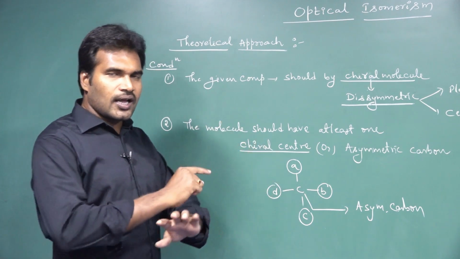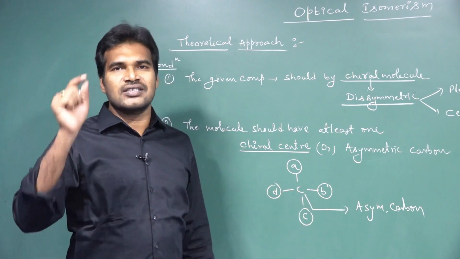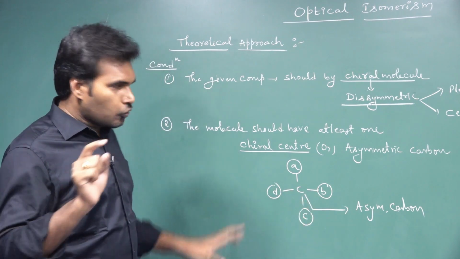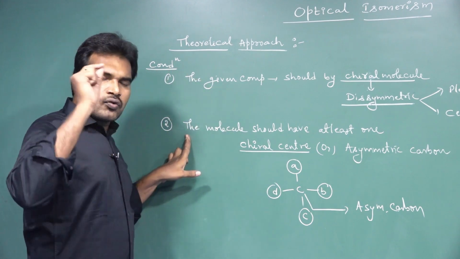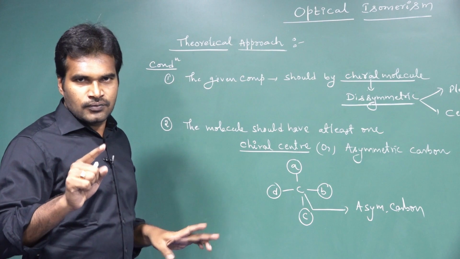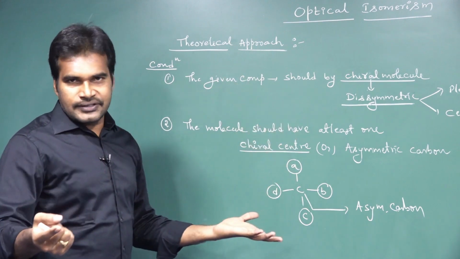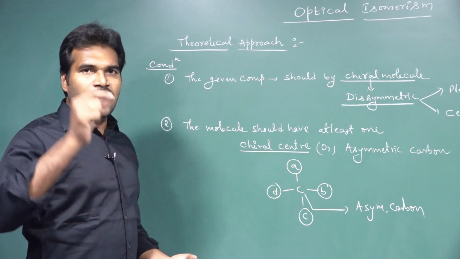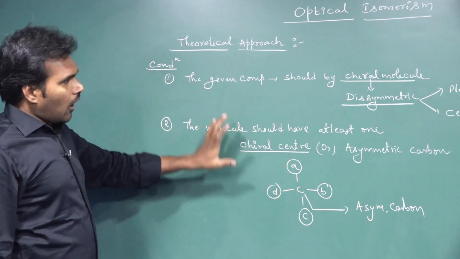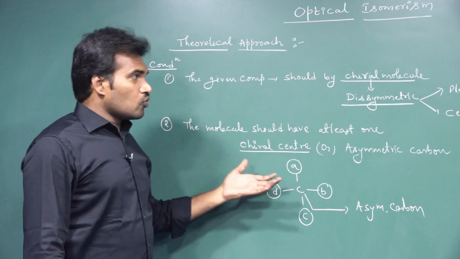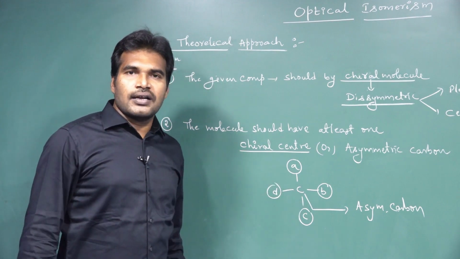Suppose the compound does not have a chiral carbon, then no doubt that is optically inactive. To be optically active, that molecule should have at least one chiral center. It can have more than one also, it's not a problem, but compulsorily it should have a minimum of one chiral center. So these are the two conditions. After they fulfill these two conditions, definitely that compound will be optically active.